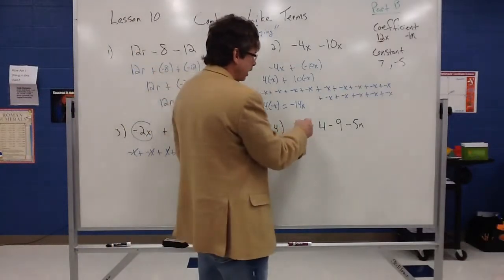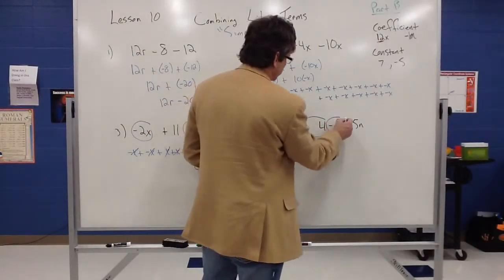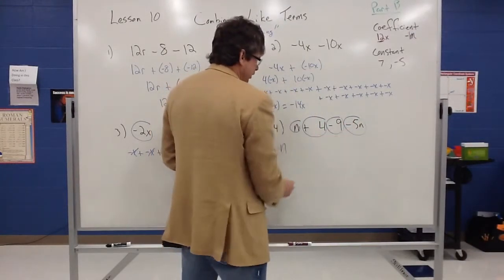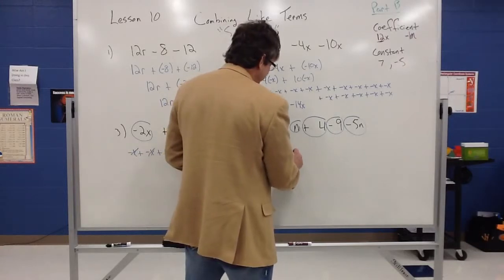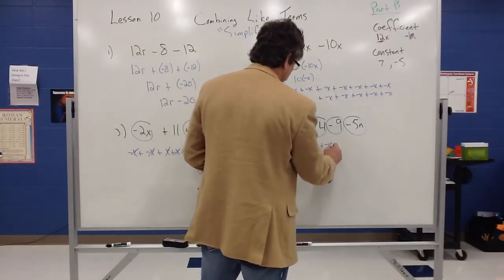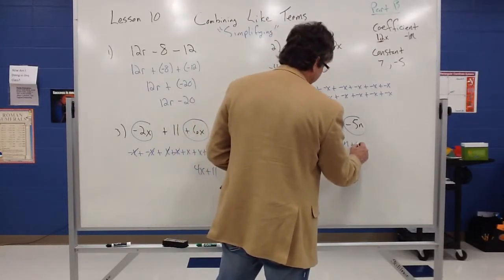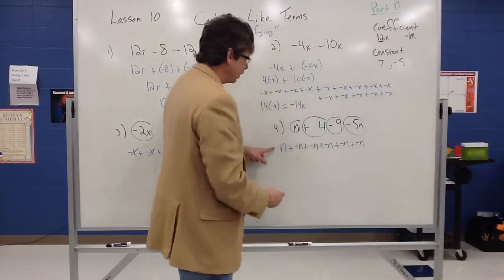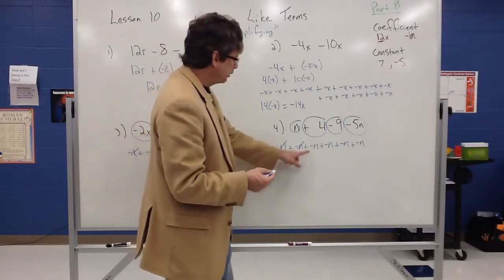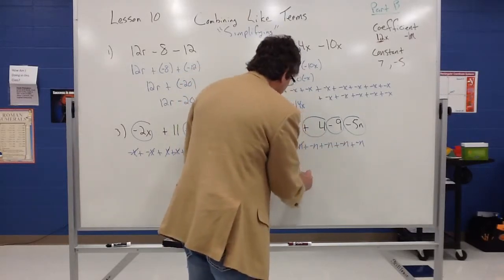If you look at this problem here, I have four terms. I have this term, this term, this term, and this term. Negative 5n means 5 negative n's. So 1, 2, 3, 4, 5 negative n's. But we know that an n and a negative n will kind of zero out. That leaves you 1, 2, 3, 4 negative n's, which we write as negative 4n.